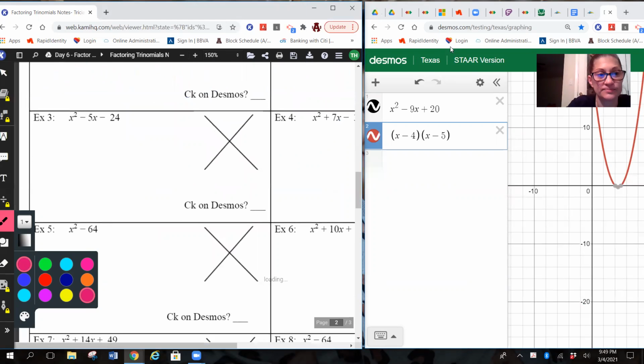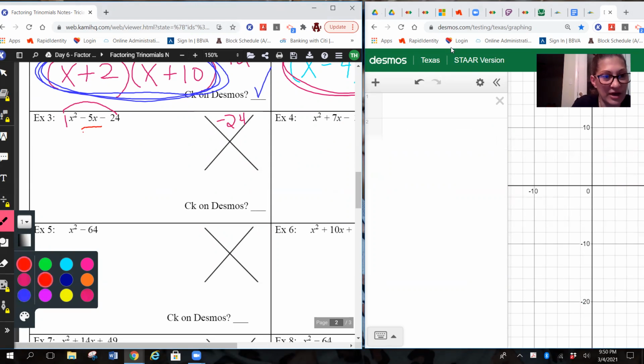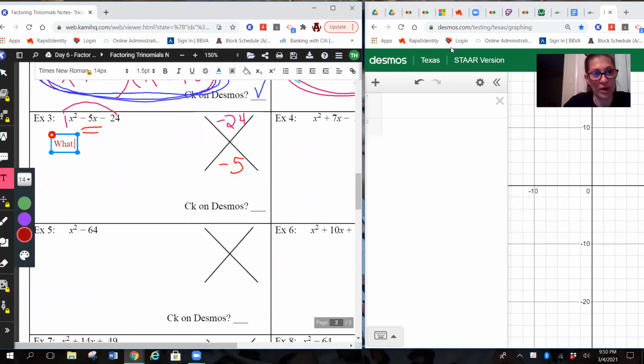Okay, let's do number 3. We have x squared minus 5x minus 24. Again, your A is 1. 1 times -24 is negative 24. My B value is negative 5. So the question is, what multiplies to negative 24 and adds to negative 5?